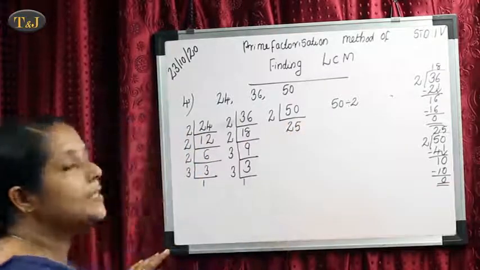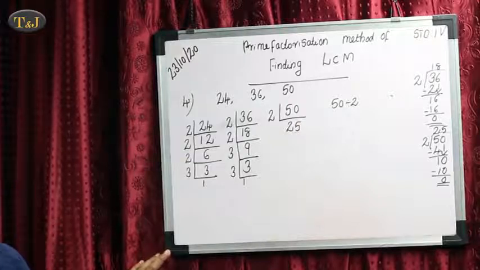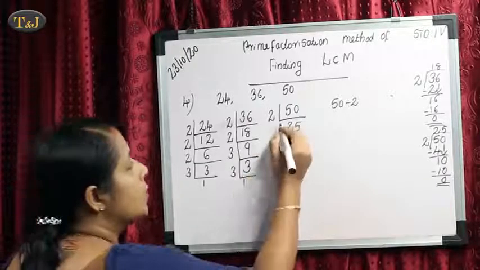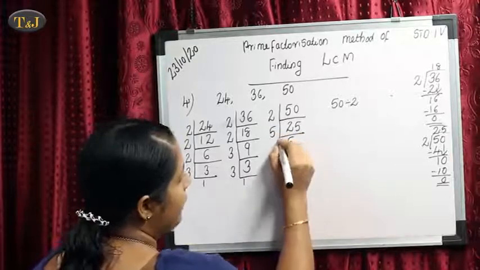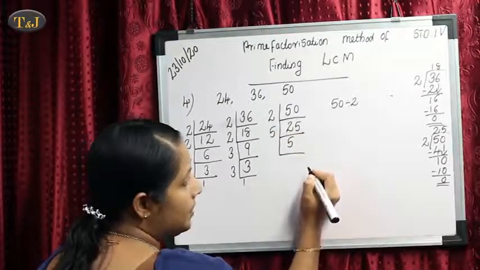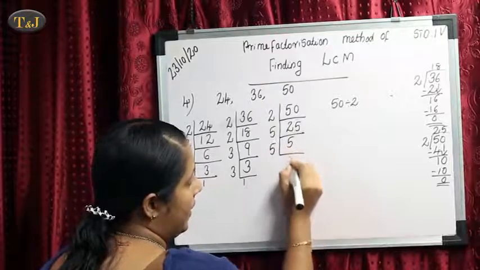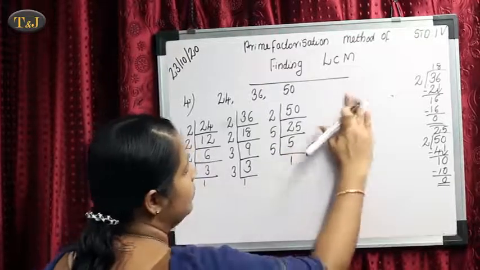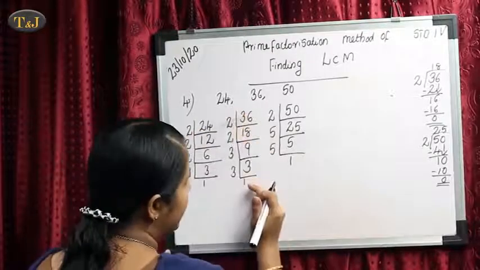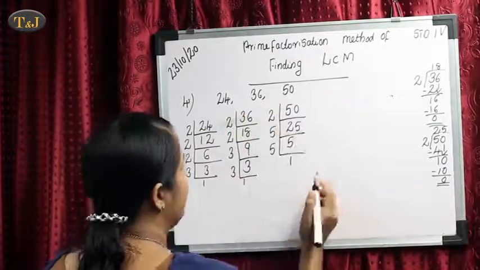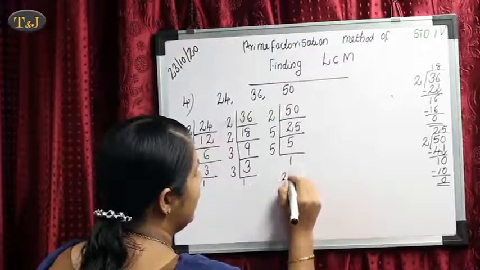Then 25 is divisible by which number? 25 is a multiple of 5. So we write here 5. Then 5 5s are 25. 5 is which number? Prime number. So its factors are 1 and 5. So we got the factors of 24, factors of 36 and the factors of 50. We just write that factors of 24 equal.